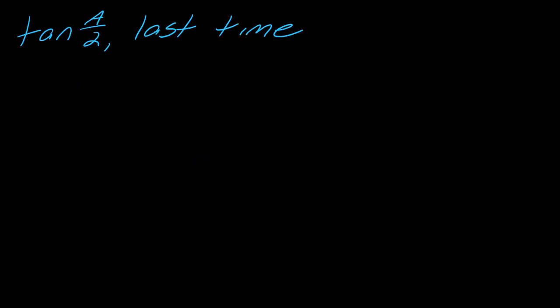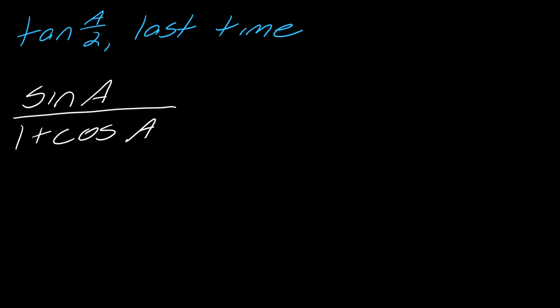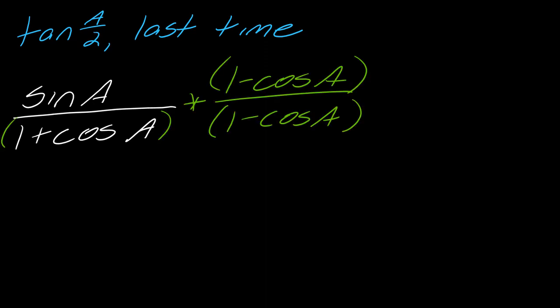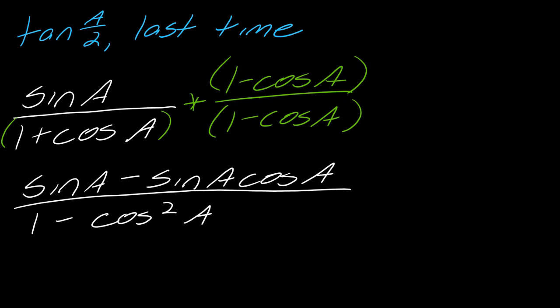And we can do this one more time. So I have one more identity. Using the identity that we just talked about, sine of a over 1 plus cosine of a, we can multiply by the conjugate here. So if I multiply everything that you see here by the conjugate, and I just multiply it all out, I get this result here.